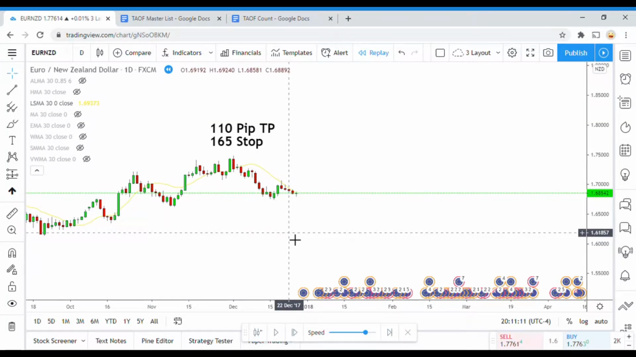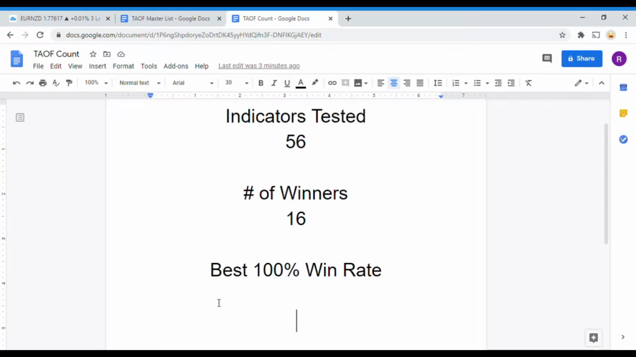Alright, as I said, today we will be testing the least squares moving average. But before we do, I wanted to put the indicator scoreboard up for everyone to see. So to date, we have tested 56 indicators. Out of those 56 indicators, 16 have been winners, which means that they have met or exceeded the 60% win-loss ratio threshold that we have set for them. The best one so far was able to achieve a 100% win rate.